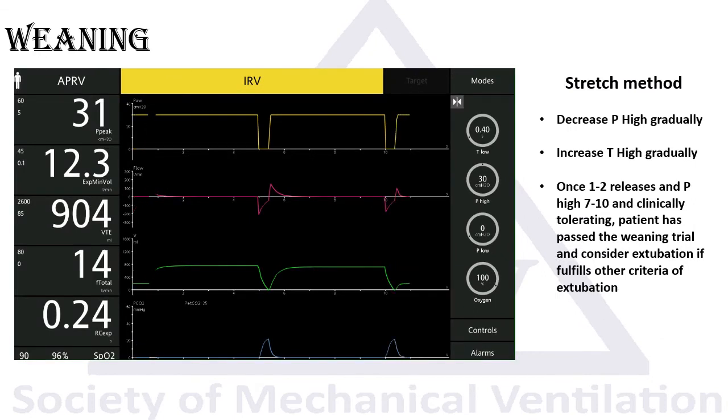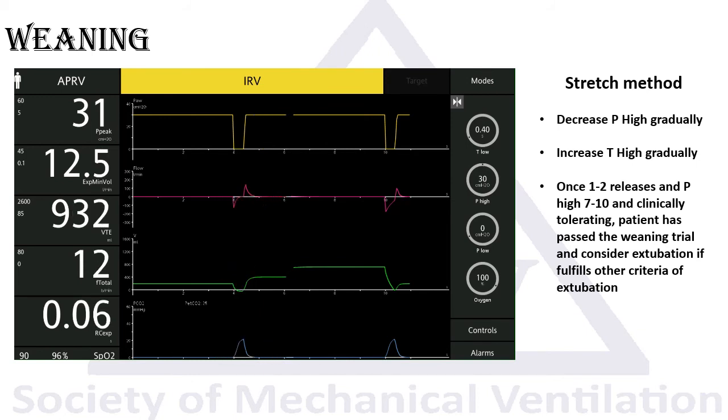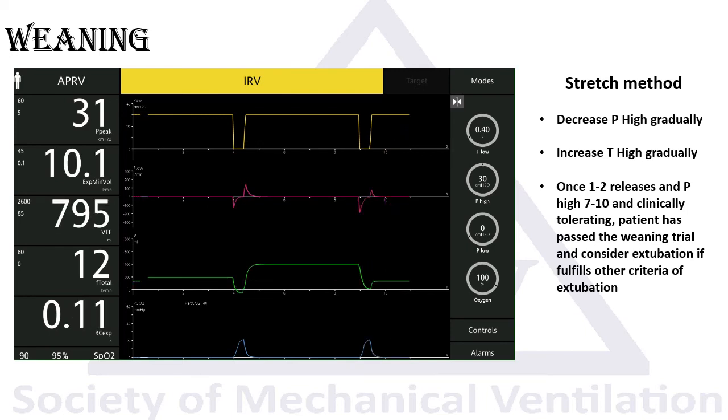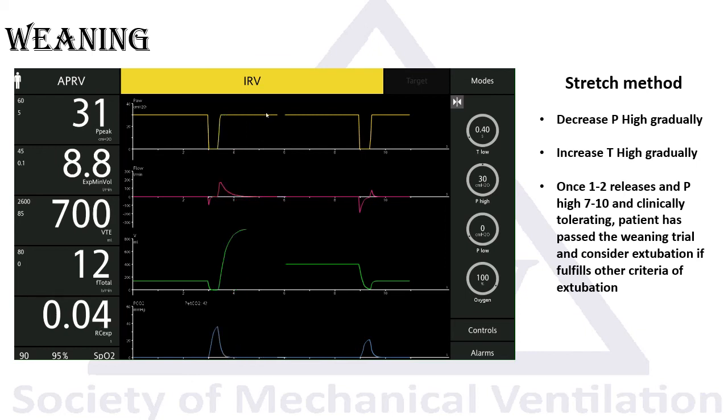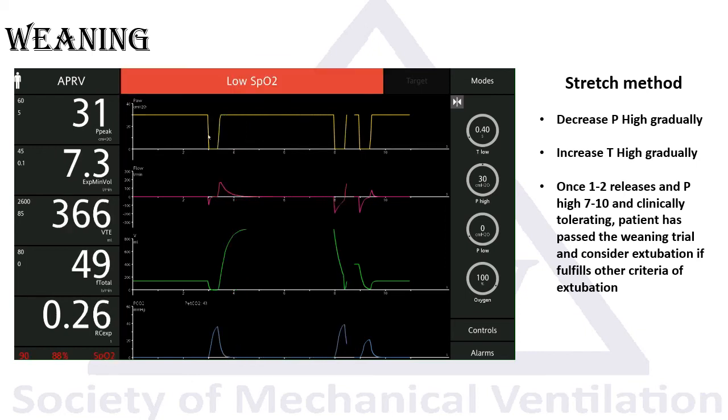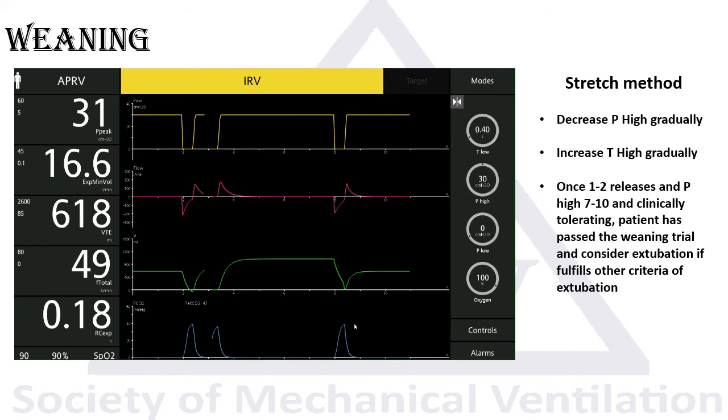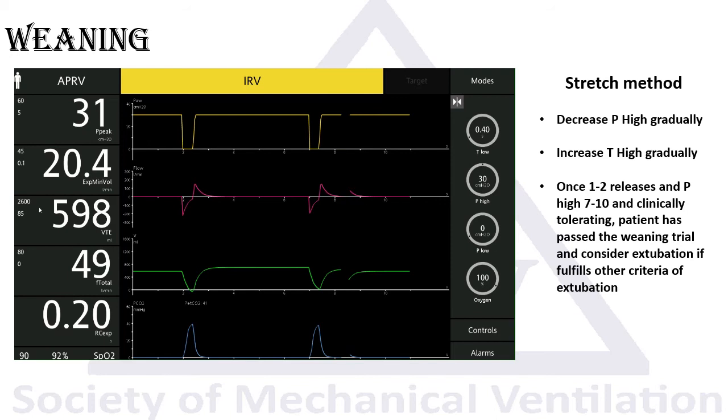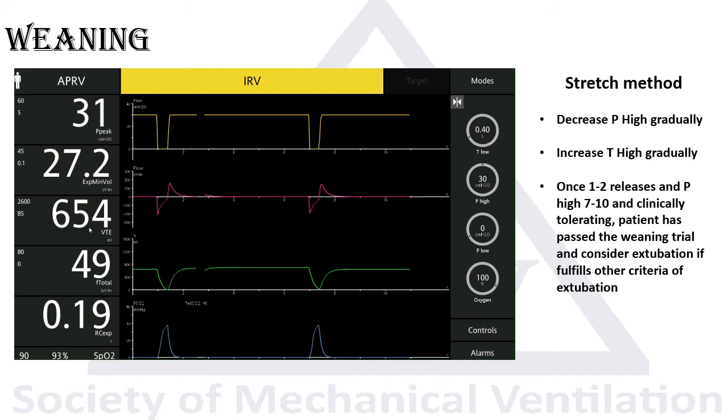So how do we wean a patient from APRV? And there are multiple ways of doing that. Remember, APRV initially was described as 2 levels of CPAP, or continuous positive airway pressure, the high one and the low one, with intermittent drop of the pressure or the release. As the patient improves and the compliance and the resistance improve, you will notice that the tidal volume of the release should start to improve, of course, as the clinical condition also improves.